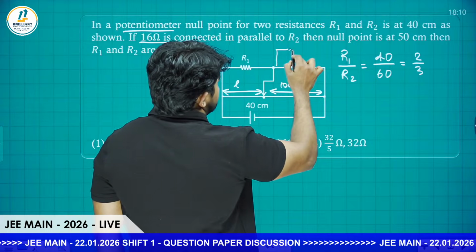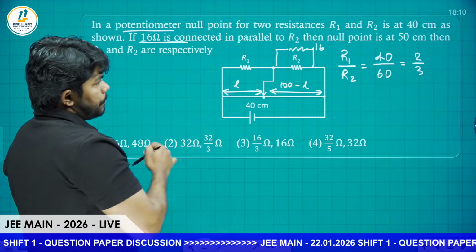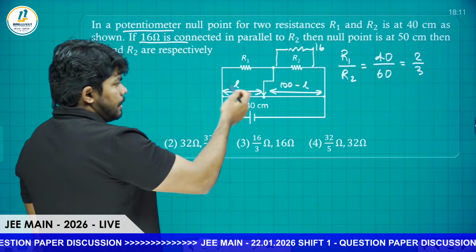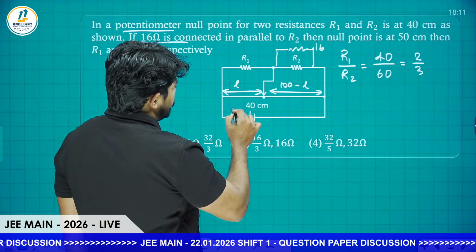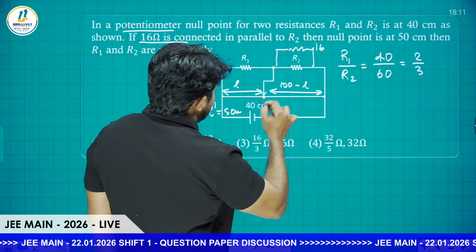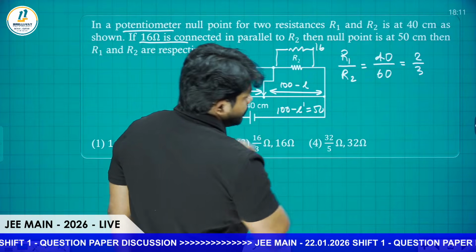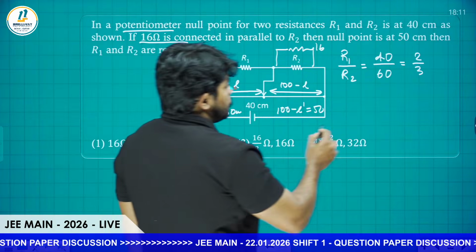A 16 ohm resistance is connected parallel to R2. So now what will happen? The new balancing length is actually 50 centimeter. So obviously the other length, 100 minus L dash, will again be equal to 50, right? So what will be the new resistance?